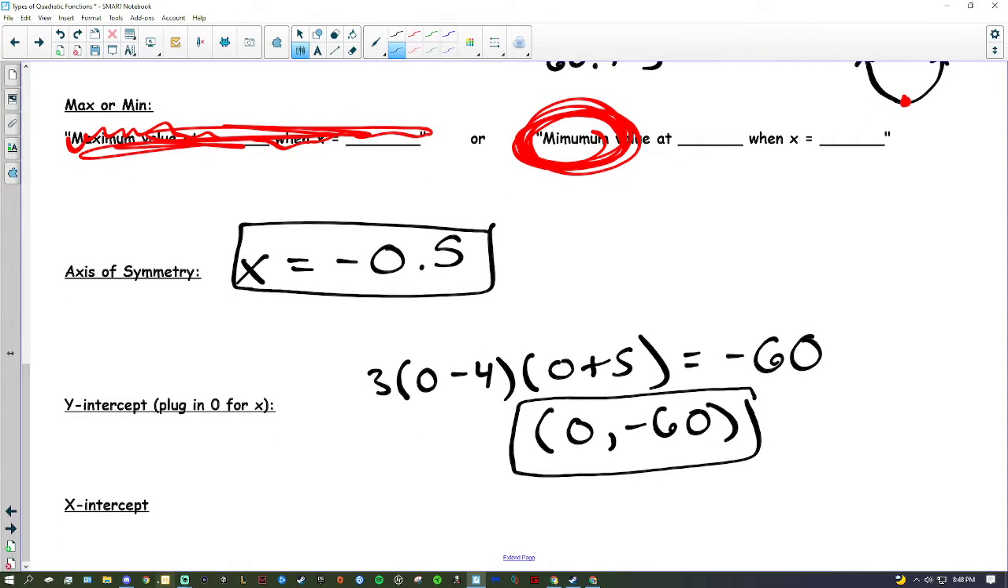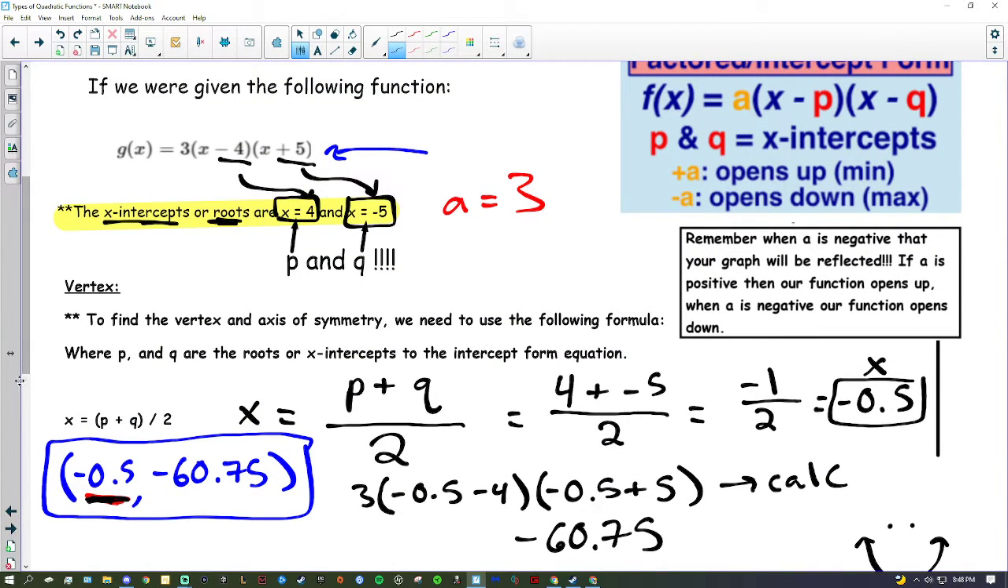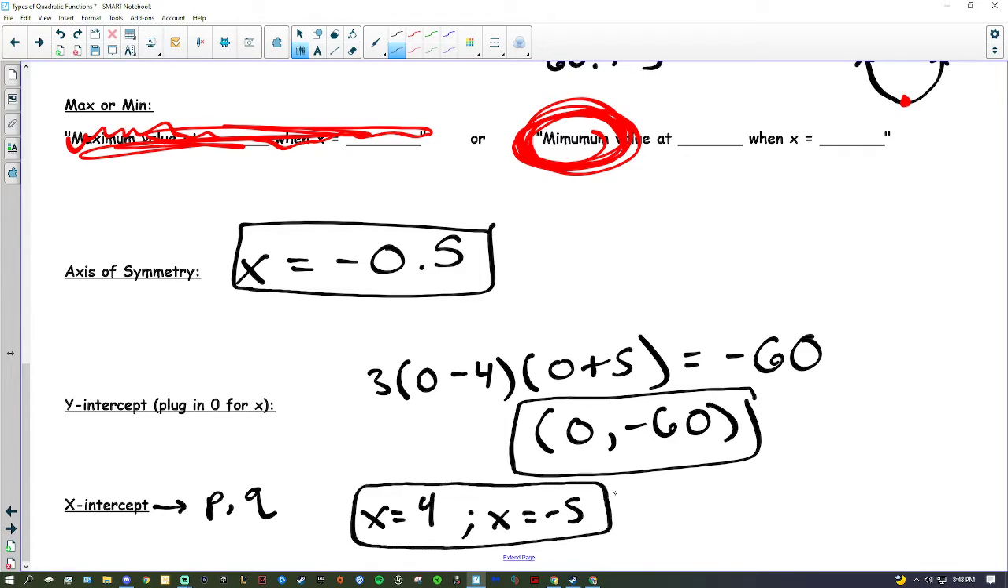One extra thing we could do if we wanted is we could easily find the x-intercepts because our intercepts are at whatever P and Q are. Since we knew our P was 4 and our Q was negative 5, we know our x-intercepts would be x equals 4 and x equals negative 5. I know, that's a little extra. I'm doing too much, but you could do it. All right, let's go through another one.